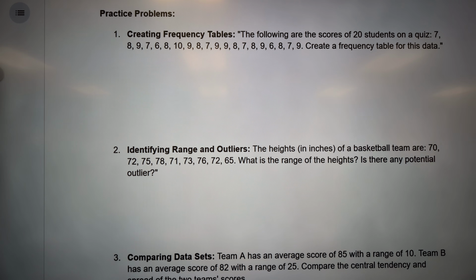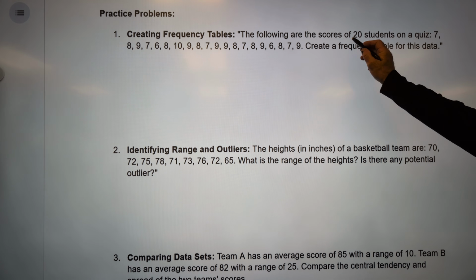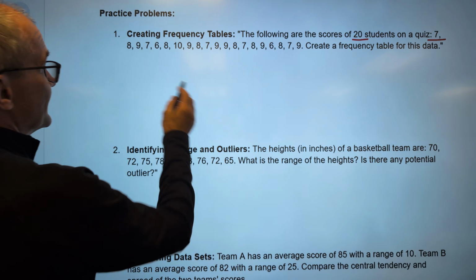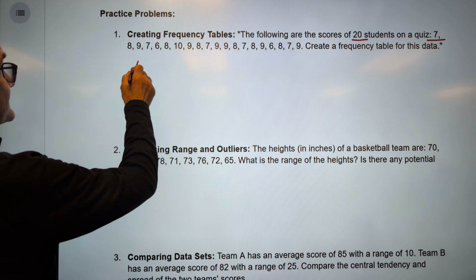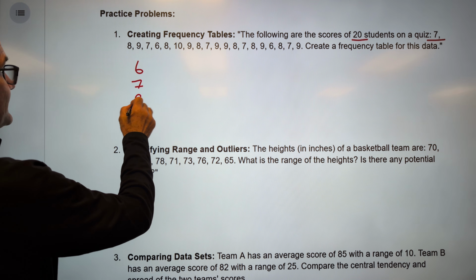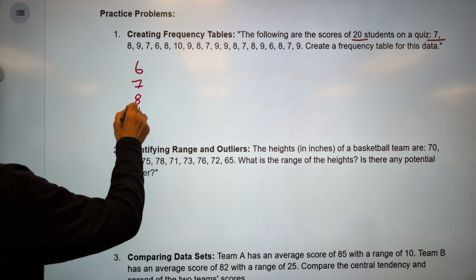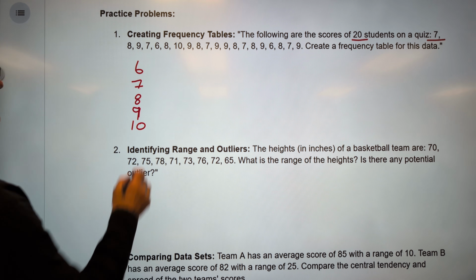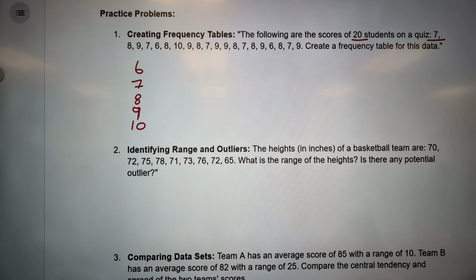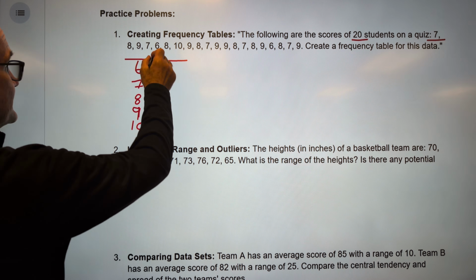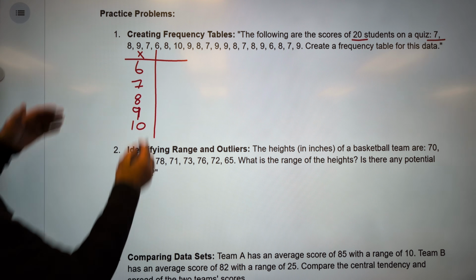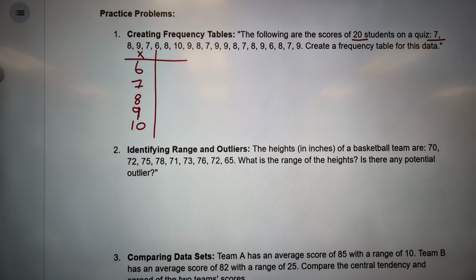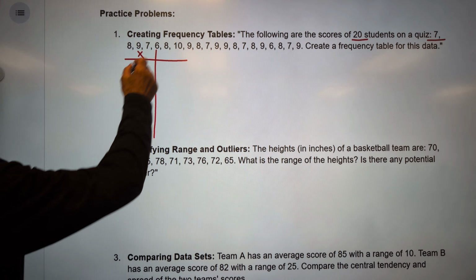This is really more about counting than anything. I have 20 students, and then here are their scores. So I like to cross these things out. I have a 6, a 7, an 8, a 9, and a 10. I think those are all of my scores. And then I want to create a frequency distribution, so I'm really just counting. So this is x, my value, whatever that data is, and then y is how often it occurs. So I'm going to count 6s first.